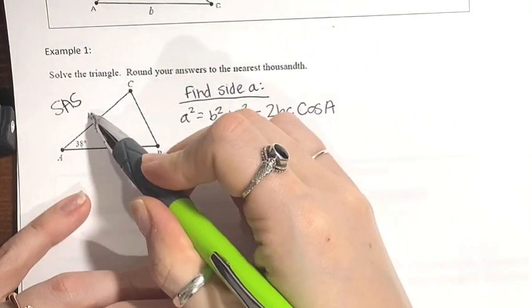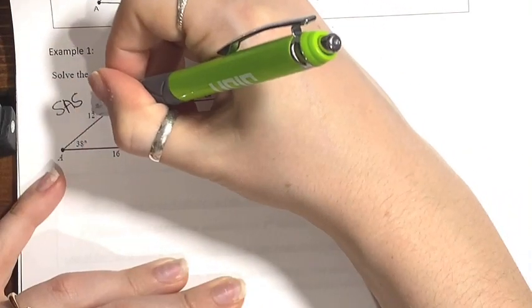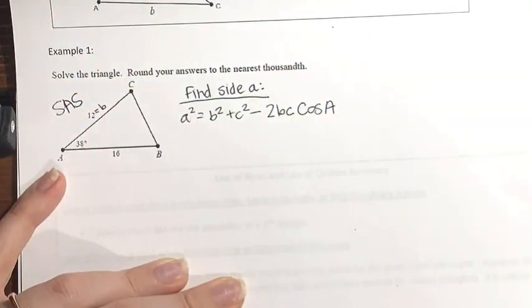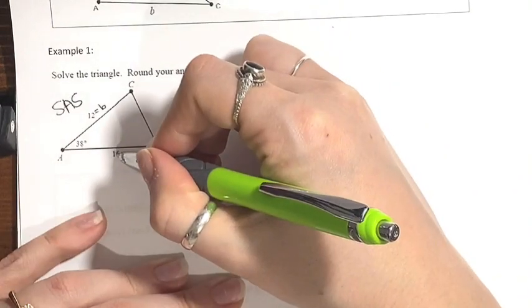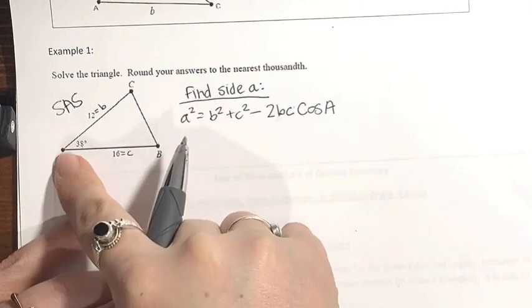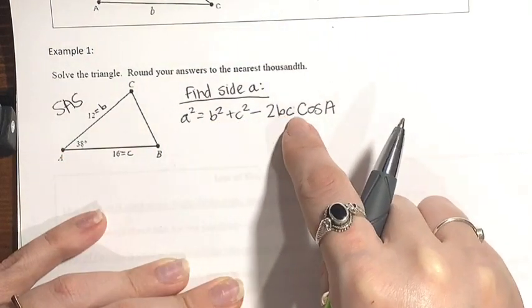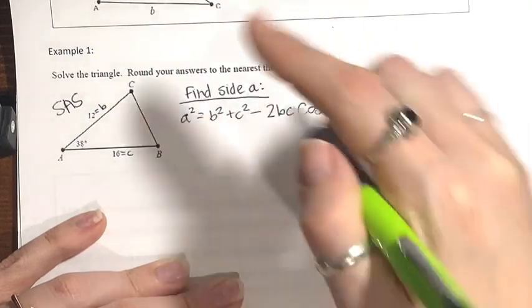So I know this 12, 38, and 16. So if this is angle B, this 12 would be little b, and if this is angle C, 16 is going to be side C, and then we have angle A. So the nice thing is we actually know b, c, and A. We can just go plug everything in.